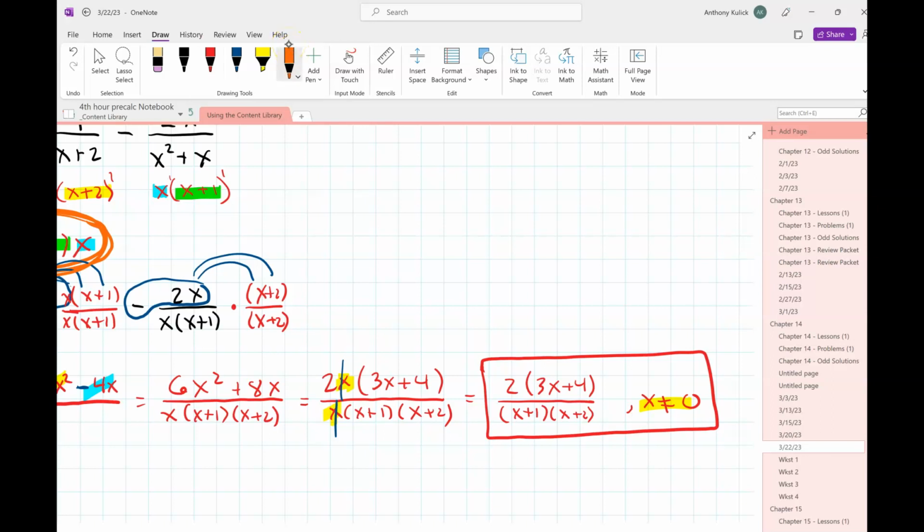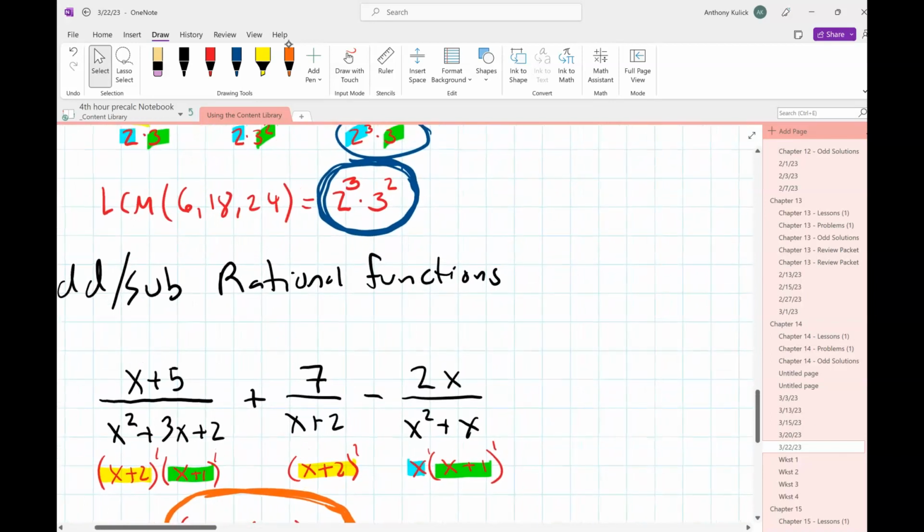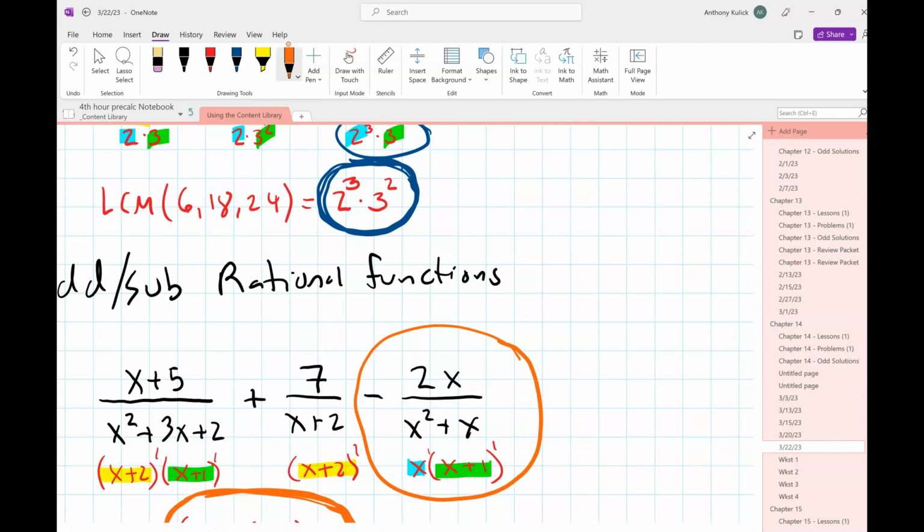Now, can I point out to you guys something? I let this go because nobody noticed it. But there was a shortcut that would have simplified this problem a little bit that we missed way back in the very beginning. Let's go back and look at the factored version. Look at this last factor. 2x over x times x plus 1. What do you notice?